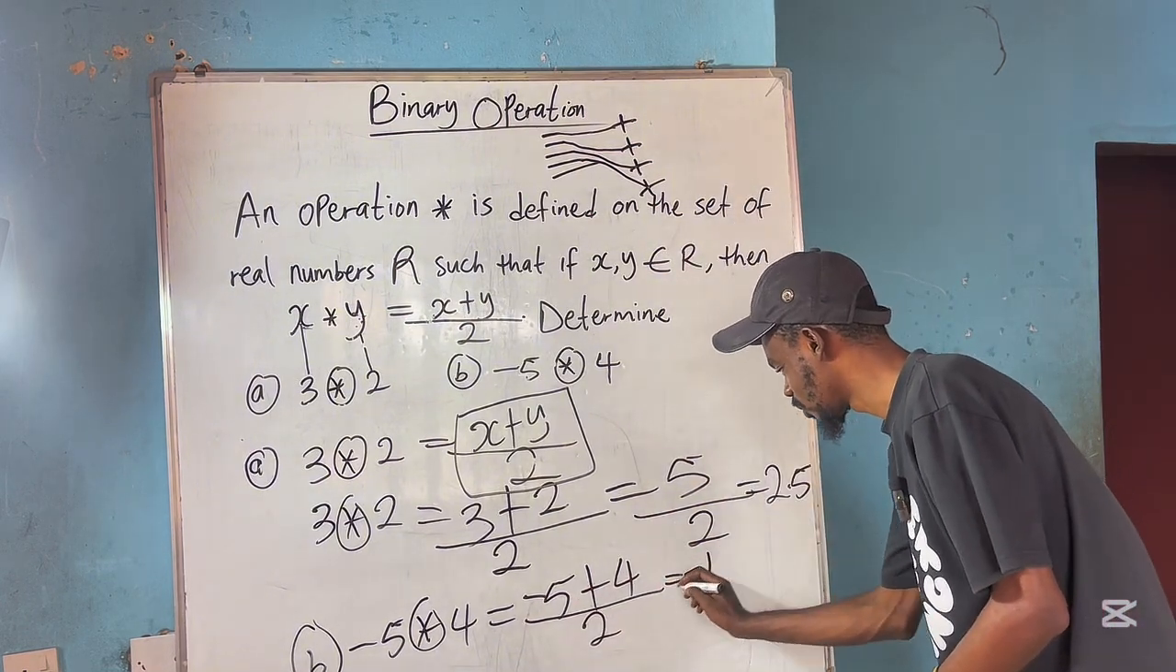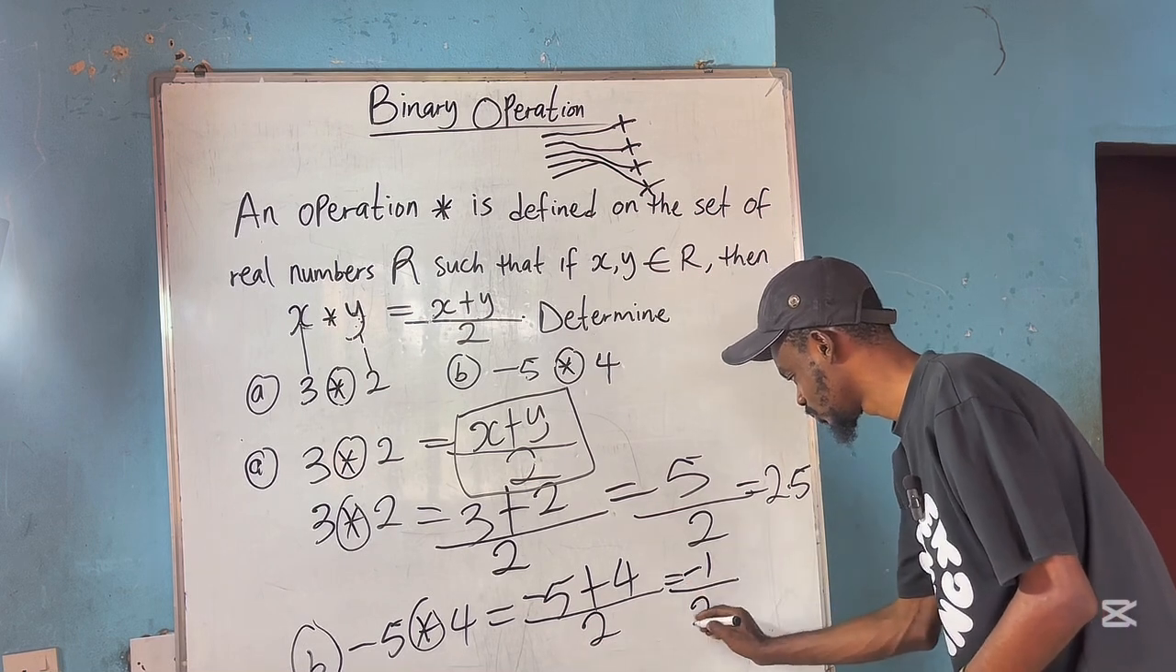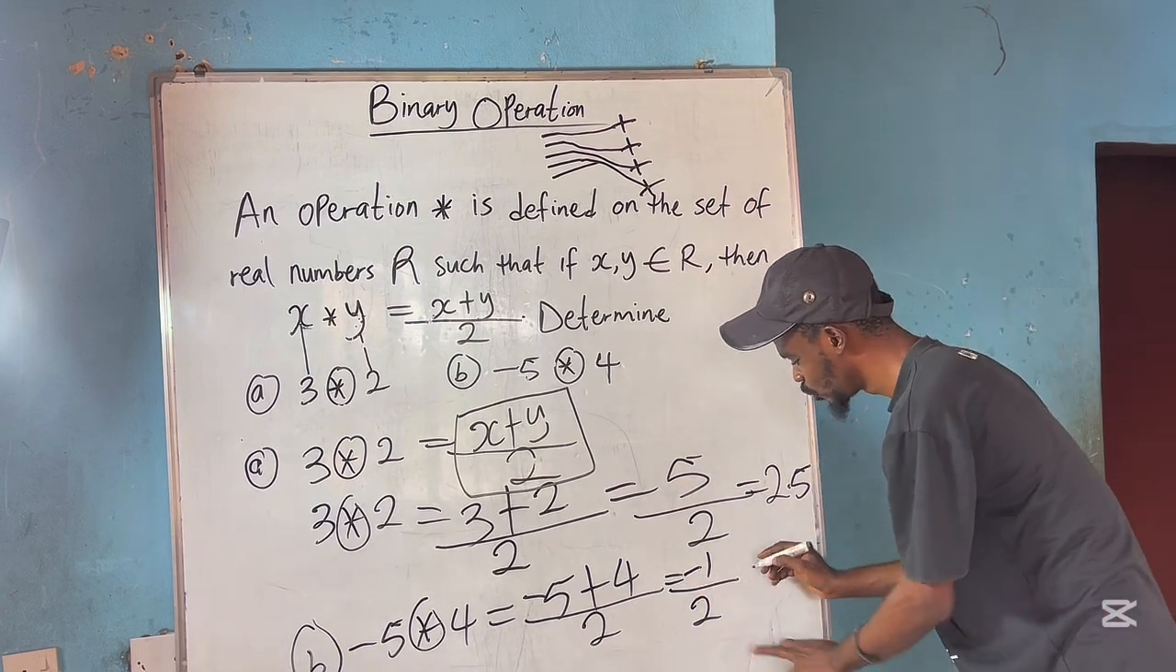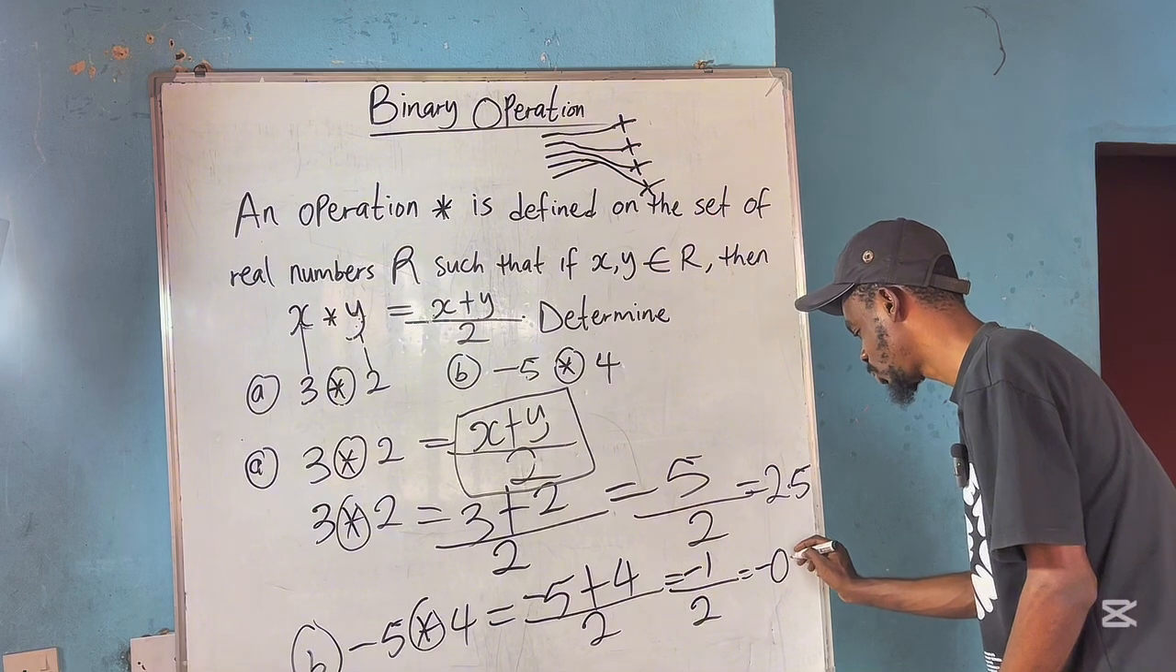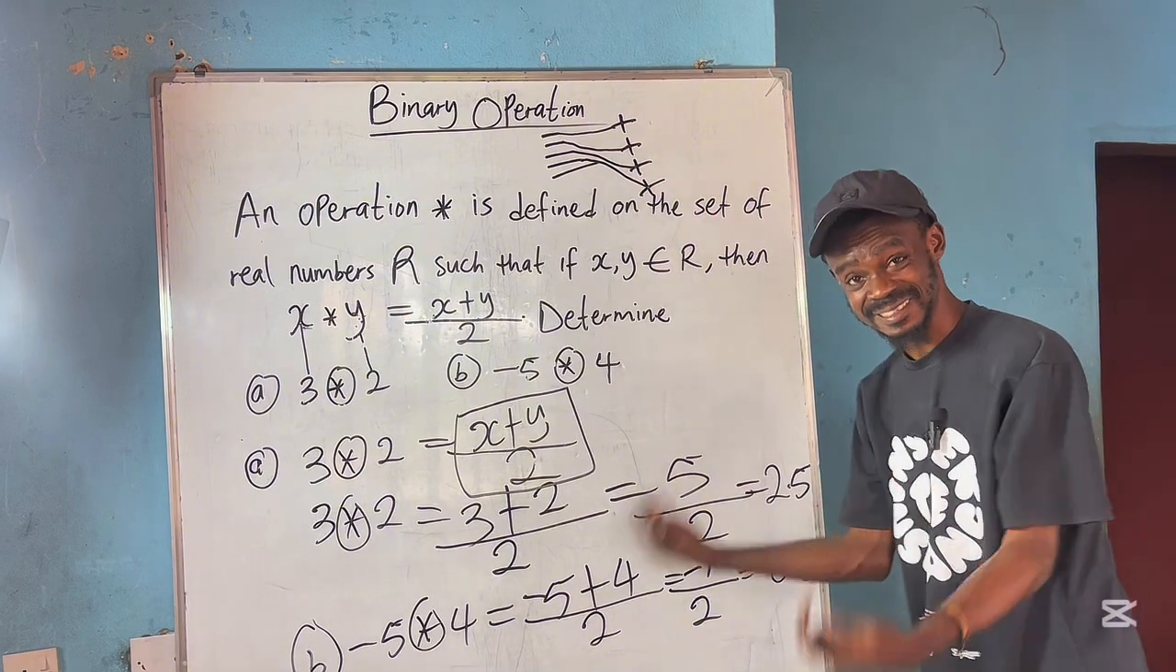This is minus 1 all over these 2. And minus 1 divided by 2 will give you minus 0.5. That is the answer. It's very simple.